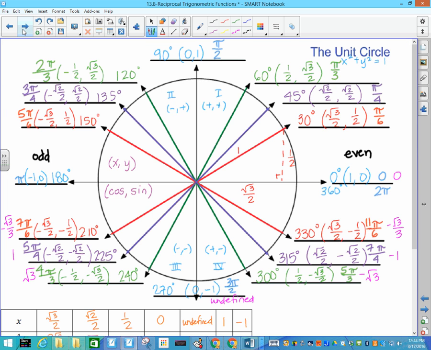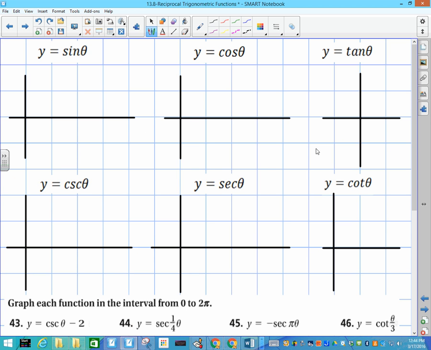Okay, we're going to go on to our graphs. When we've talked about these graphs up at the top of our page, we have y equals sine, cosine, and tangent. They were all in different notes, okay? And since we're talking about the reciprocals, we actually want them in the same place. So I'm going to review those really quickly and put them on here.